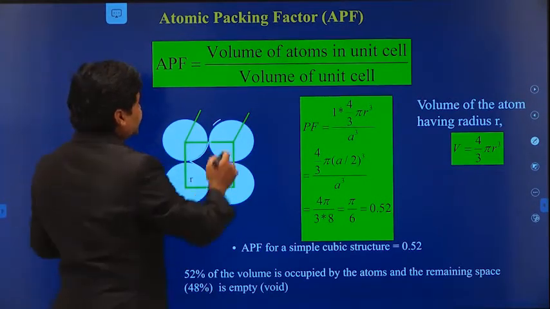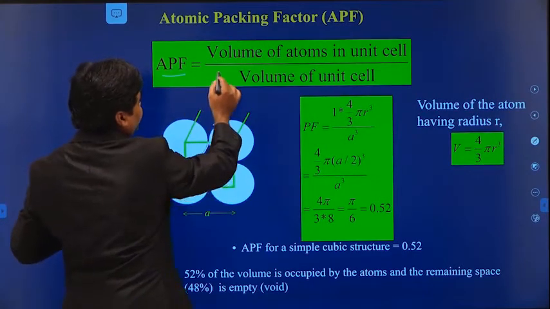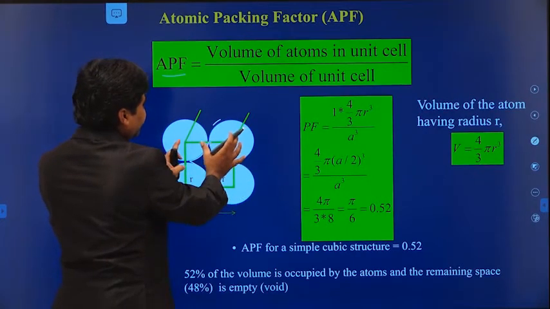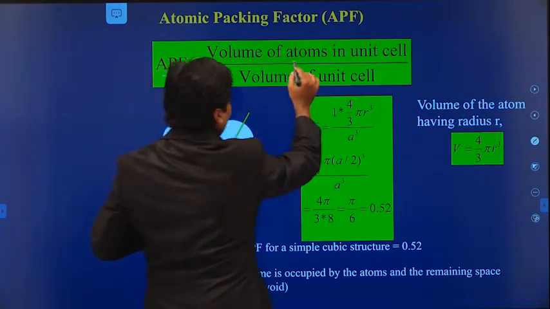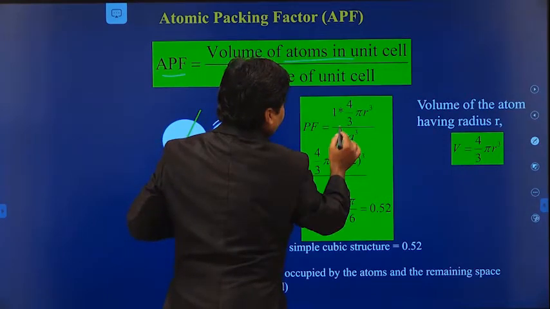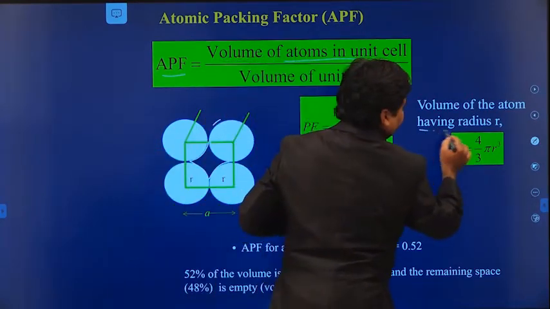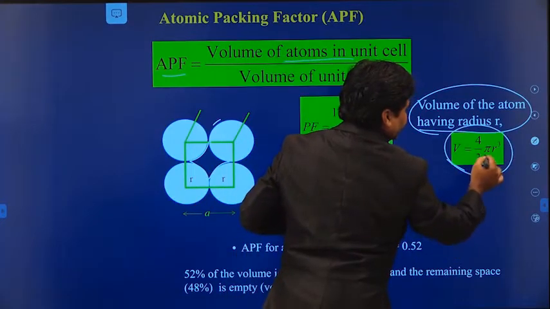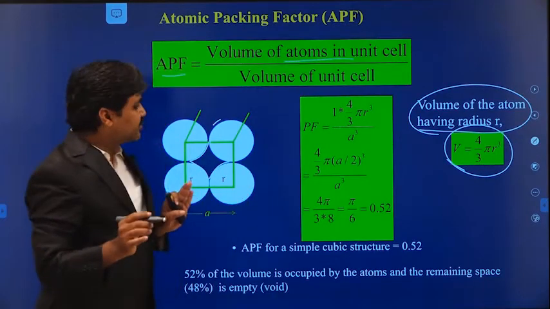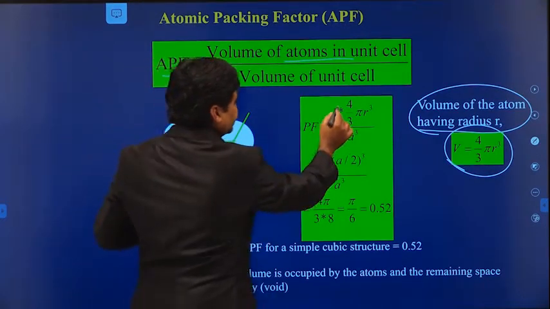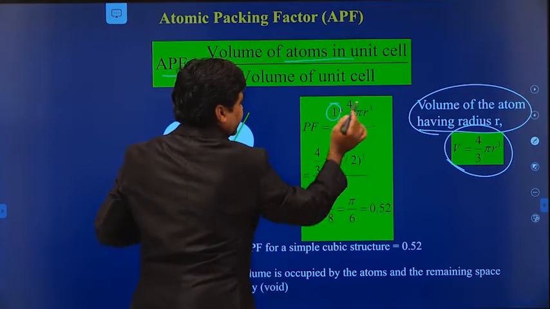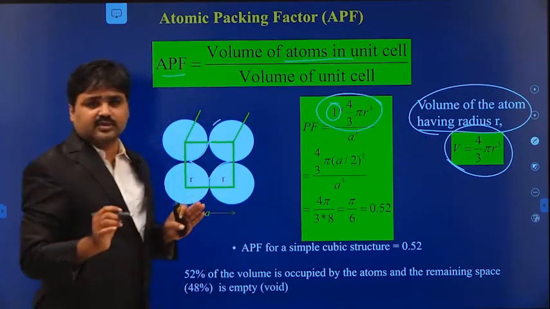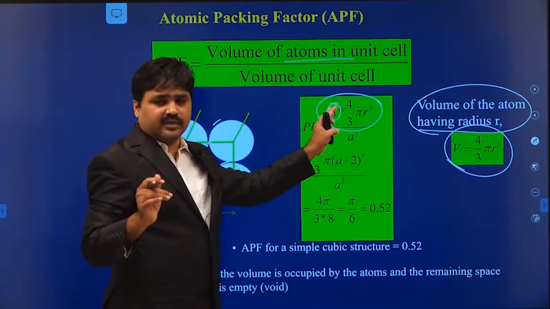So for the atomic packing factor, we assume that these atoms are spherical in nature and they are like hard spheres, touching each other. Here, the volume of the atoms in the unit cell: because we are considering it as a sphere, the volume of the sphere is equal to 4/3 pi r cube. So the volume of the atoms is equal to 1 into 4/3 pi r cube, the volume of one atom, because in case of simple cubic structure, there will be only one atom inside the unit cell.